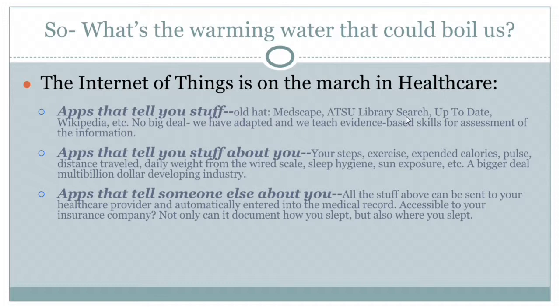and know how to apply it in the real world. Now people are getting apps that tell them stuff about themselves as opposed to about facts on the outside. So let's record how many steps you take, your exercise, how many calories you expended, pulse, the distance traveled, the whole business, daily weight. Your scale can be wired to chart your weight on the iPhone or the Android. How many times you turned over during your sleep, how much sun exposure you got. This is a huge industry.